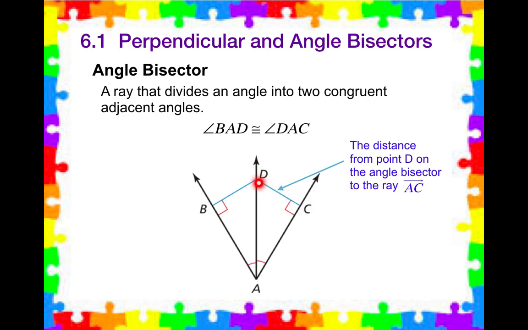The distance from D to C is the distance from this point D to this side here, the perpendicular distance. It's not the straight distance. A lot of times people will just draw a straight distance like that, but that is not the distance we're talking about, because that's not the shortest distance between D and that side of the angle.